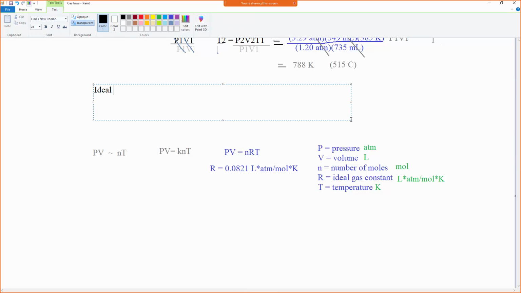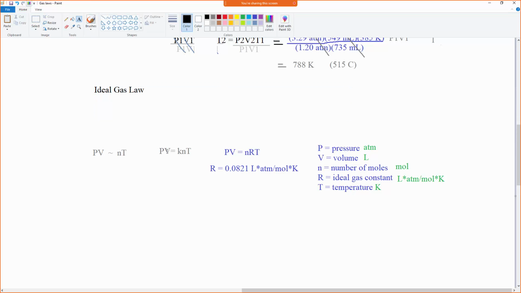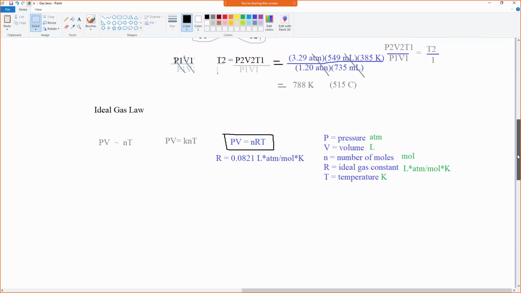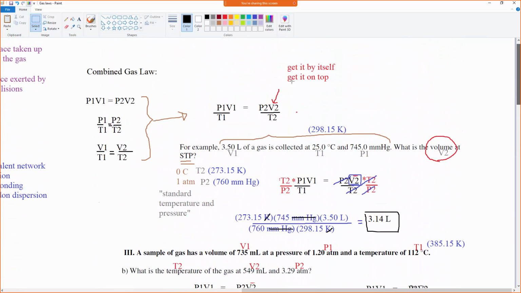I should probably let you guys know what we're talking about here. So this is the ideal gas law, and this is the one that I actually do give you in your equation sheet. Something else to notice from here, by the way, is if you have the ideal gas law, you can determine the combined gas law from it, right?